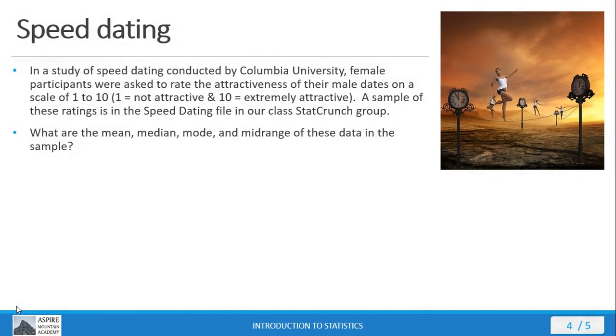Let's look at one more example. This one involves a speed dating study conducted by Columbia University, in which female participants rate the attractiveness of their male dates on a scale of 1 to 10. We're asked to find the mean, median, mode, and mid-range for a sample of those data. You can find that sample in the speed dating file in our StatCrunch group. So pause the video, go open that file, and calculate the statistics asked for here. I'll wait here until you get back.